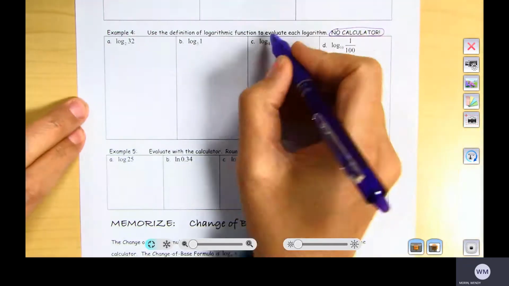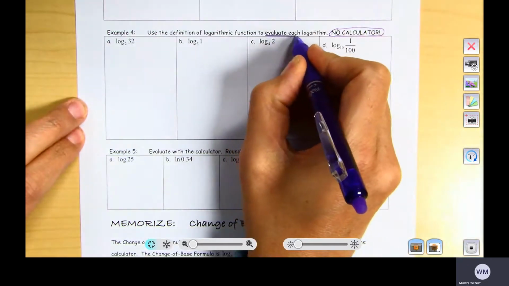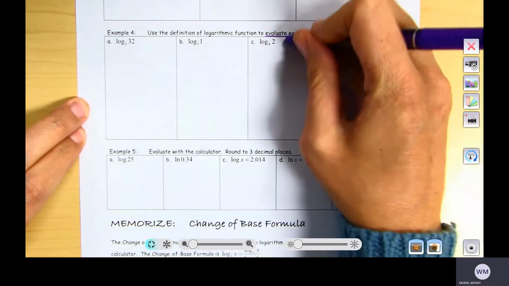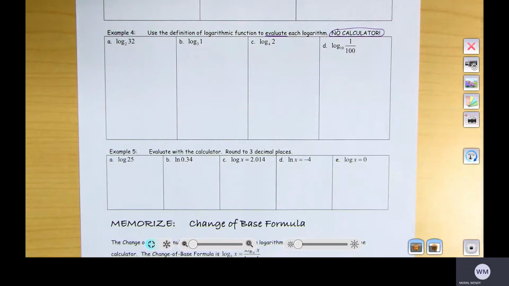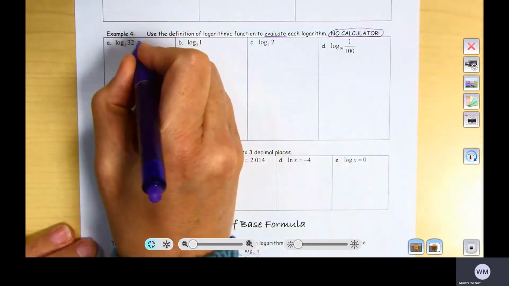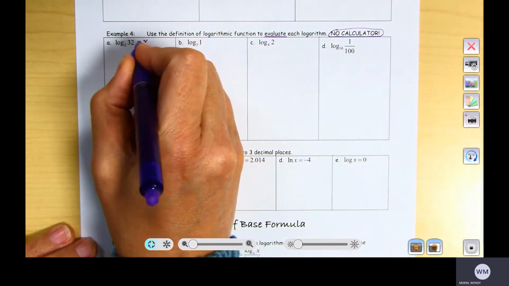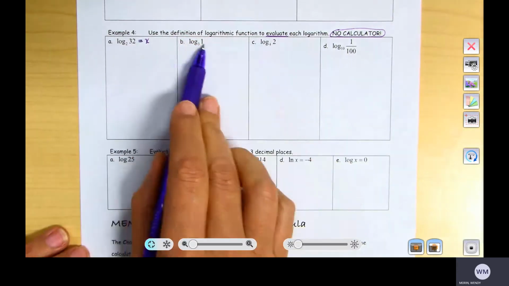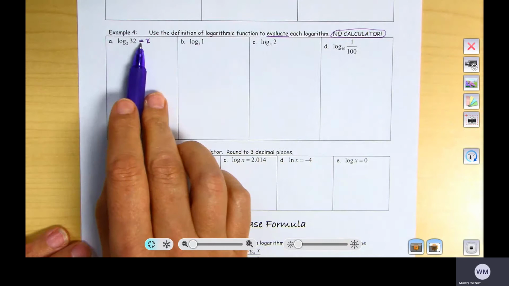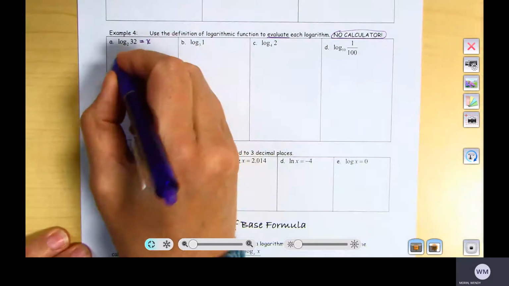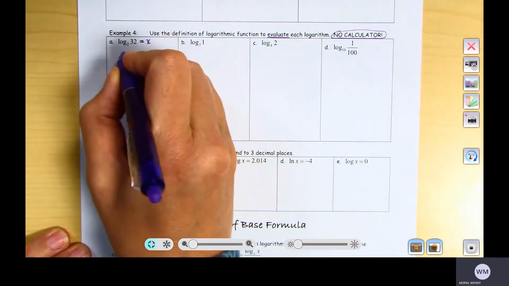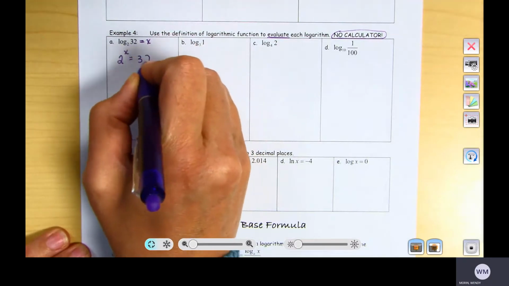Now, the reason why it says evaluate is because these are expressions. Later on, it's going to say solve because they're going to give you equations. So we can turn this into an equation if you would like. You evaluate an expression, you solve an equation. That's what we're trying to find. So either way, your work is going to be using the definition. 2 to the what power gives you 32.